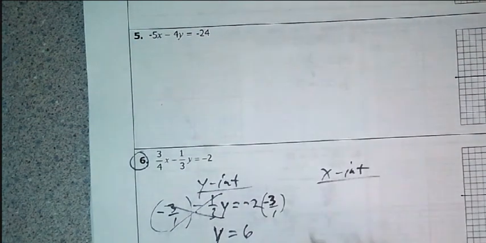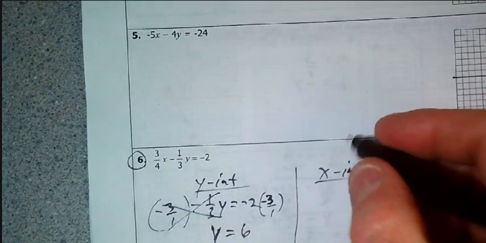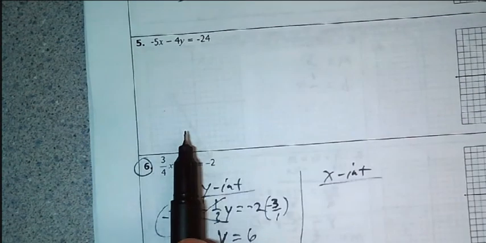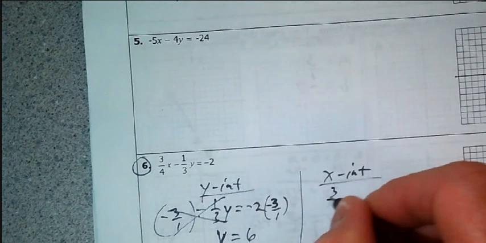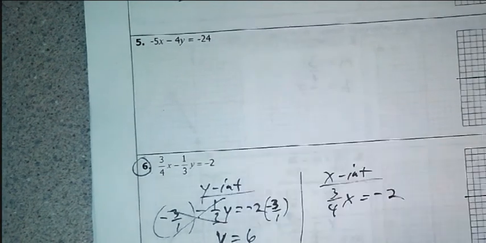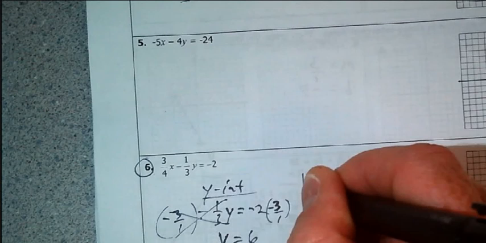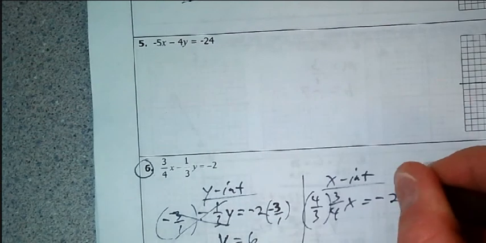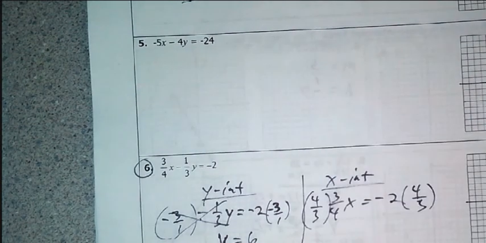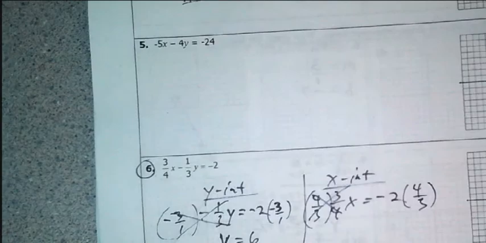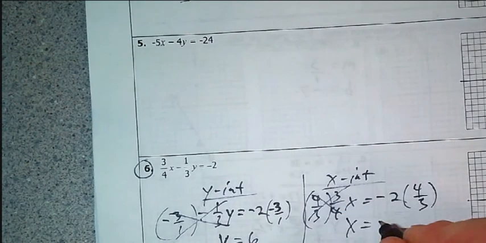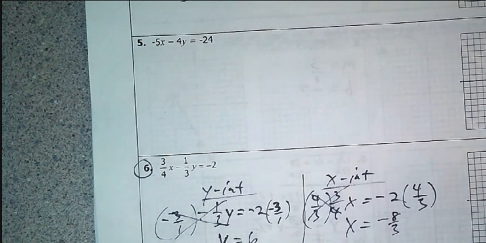All right, for the x-intercept, cover up your y. 3/4 x equals negative 2. So, to solve this, multiply both sides by the reciprocal of 3/4, which would be 4/3. Those cancel. x equals negative 8 over 3, which comes out to be negative 2 and 2/3, I believe. Yeah. Goes in there 2 times, remainder 2/3. Yep. Negative 2 and 2/3.